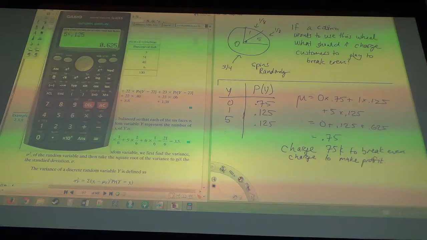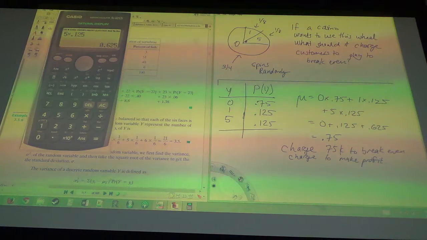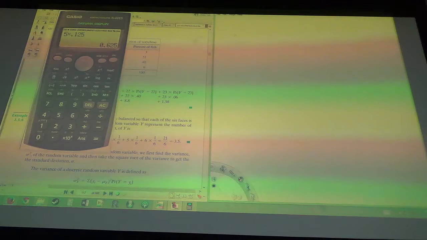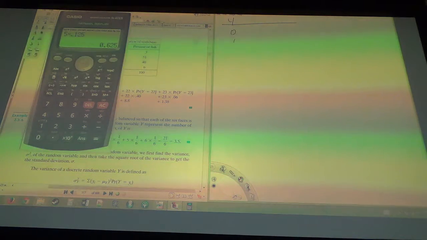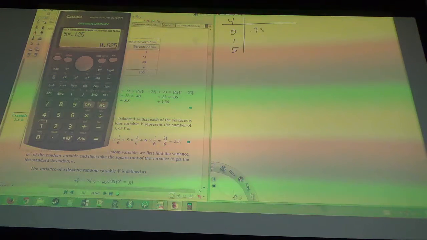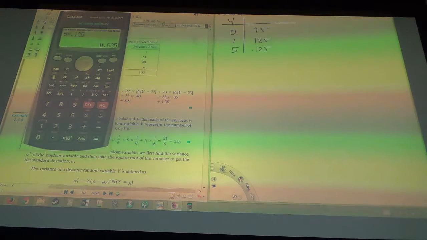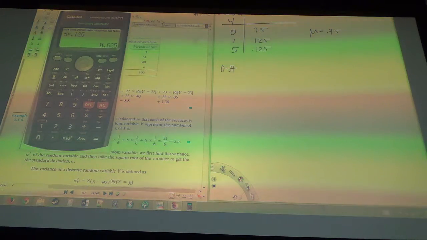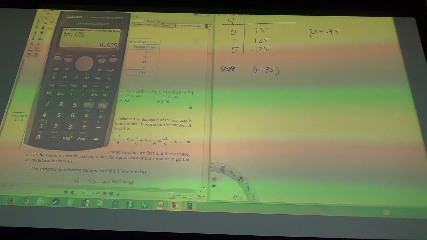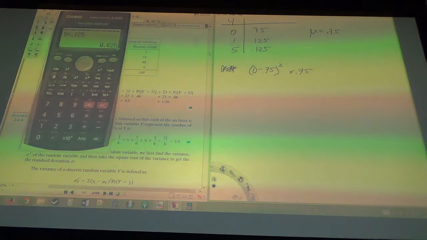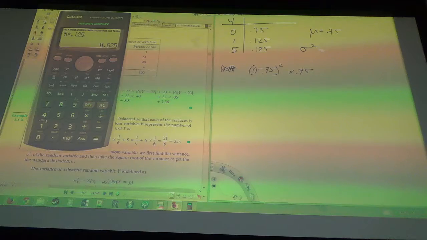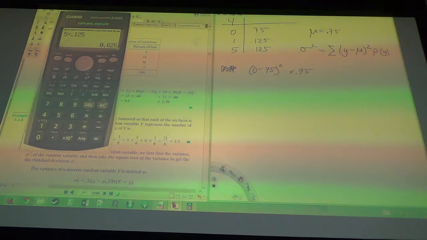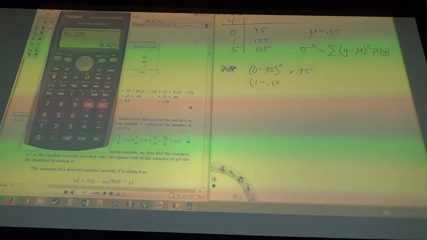Standard deviation of this. Can we do that? All right, so the standard deviation, doing the same, 1/8, 1/8, and 3/4. We found that the mean was 0.75. So for the standard deviation we would take each value minus mu, and multiply by the probability, because the variance is given by the sum of (y minus mu) squared times the probability of y. We do that for every value in our probability table.